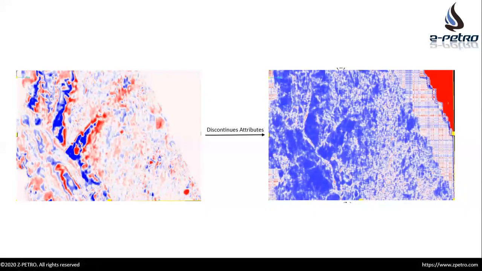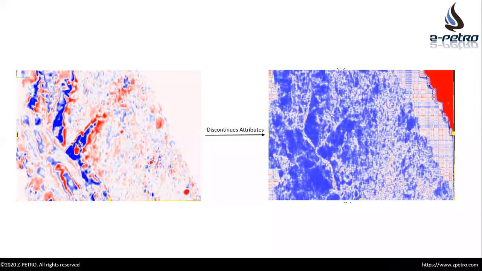On the left side, you can see the seismic data set. We have opened the surface at some interval. For example, for the reservoir interval, I have just opened the reservoir surface, the time surface or depth surface, in the software. On the right side, you can see a different attribute, the discontinuity attribute, which represents small fault features.